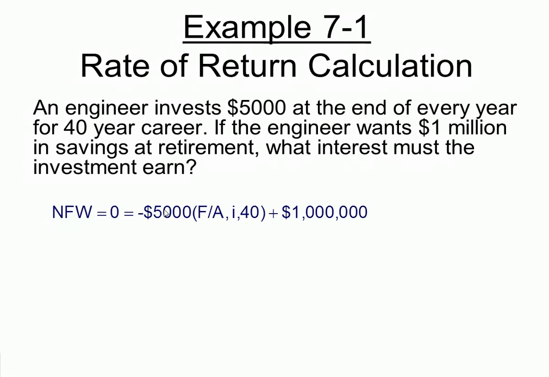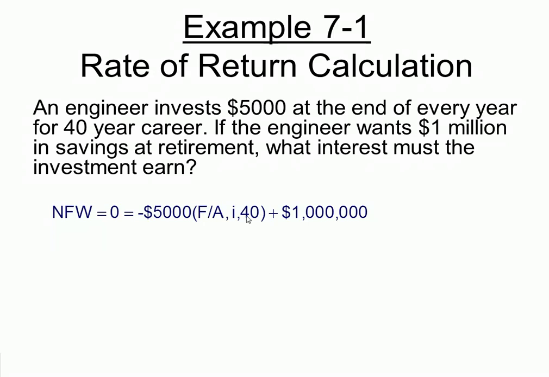So as I said, from the investment standpoint, the 5,000 is the cost to the investor, and so this is negative 5,000. And this is a uniform series. We need to find its equivalent future value. So to find the equivalent future value, we multiply this annual amount by the discount factor F given A. And again, we don't know the I. That's what we need to find out.